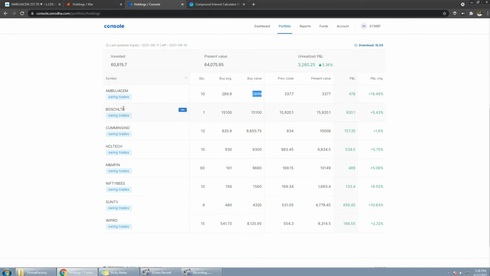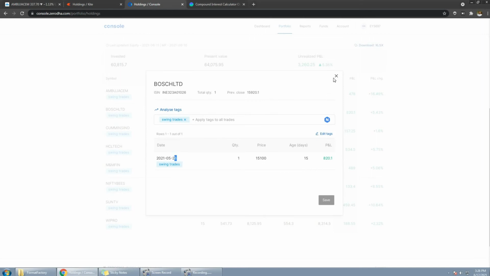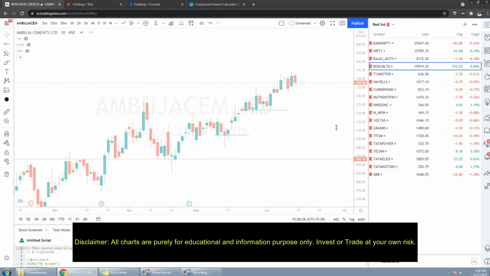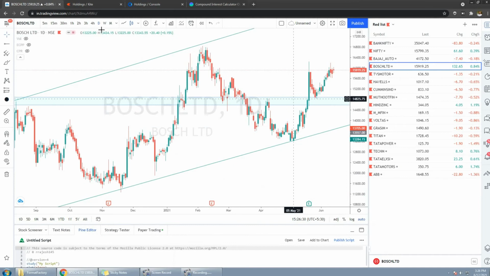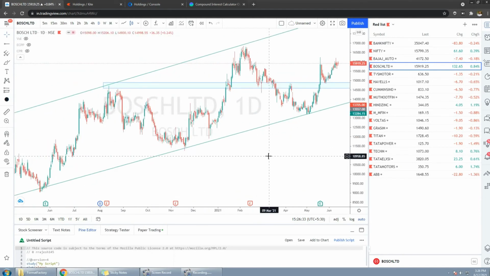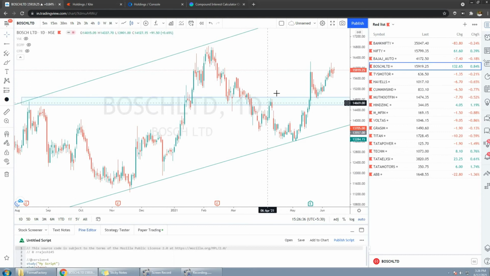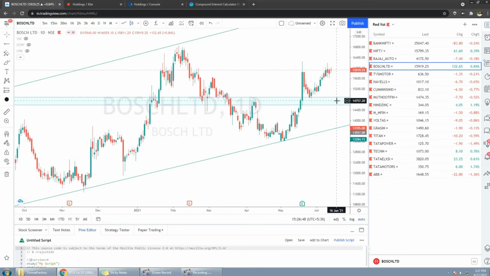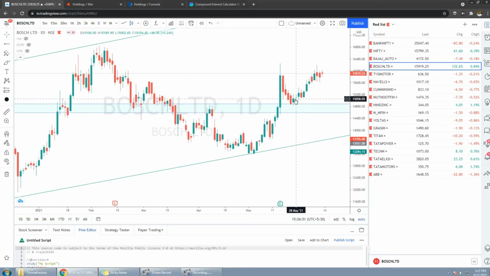And similarly for Bosch Limited, which I purchased on 28th of May. So let me show you why I got into this trade. I have just drawn this trend line, and I have noticed that there is some resistance here that could turn as a support. So it happens on 27th May, right? Let me show you that. I just waited on 27th till it prints the reversal candle, and after that I entered on 28th. I'm still holding on this trade, and the stop loss would be below this zone.